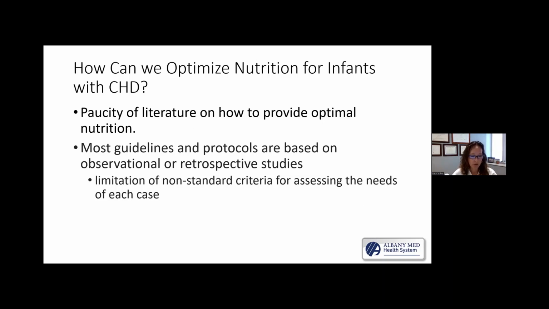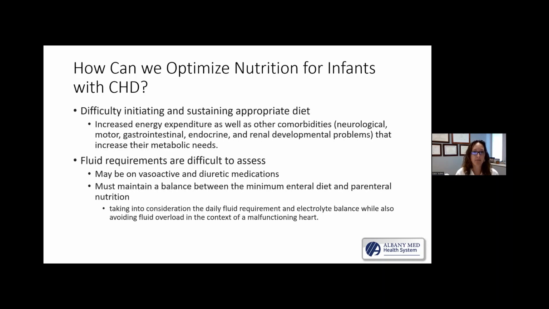So how can we optimize nutrition for these infants? There's really not a lot of literature on how to provide good nutrition. Most guidelines and protocols are based on observational or retrospective studies, and these have the limitation of non-standard criteria for assessing the needs in each case. Some of them have specialized equipment to be able to assess their resting energy expenditure if they're in a very sophisticated hospital, others go based on the criteria needing moderate or severe illness. So you really have to individualize the nutrition for each infant based on their current status.